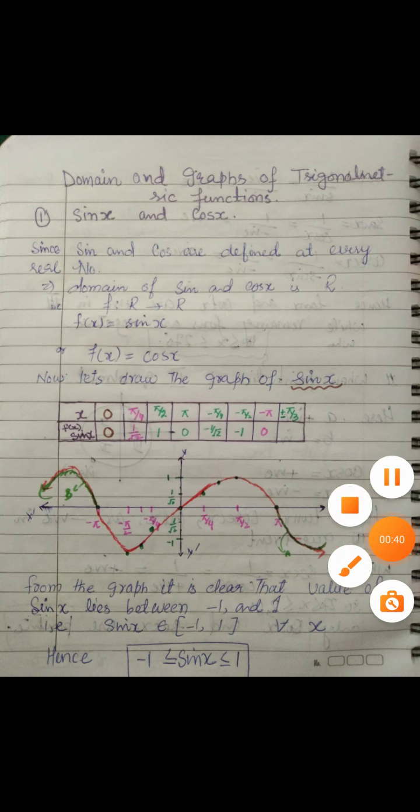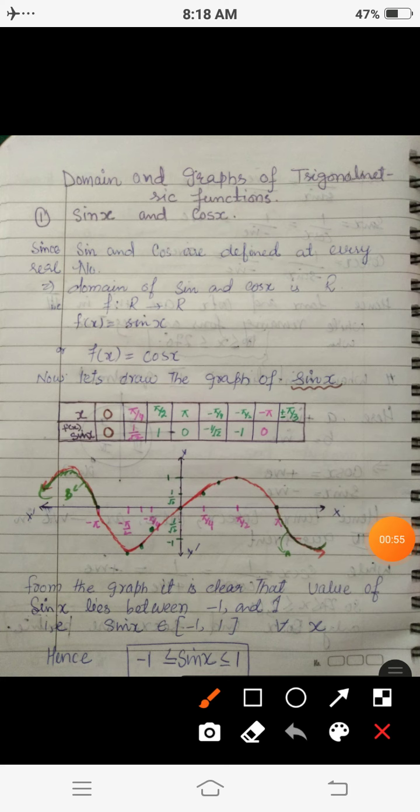So this means that when they are defined at each and every real number, hence the domain of these functions, the sine function and the cos function, is the set R. Domain means where this function is defined. So the domain of both these two functions is the set R.